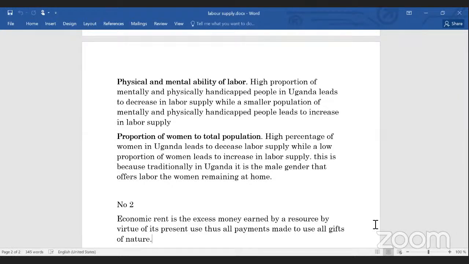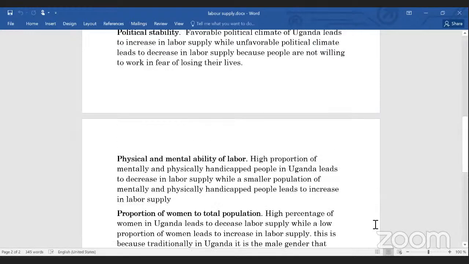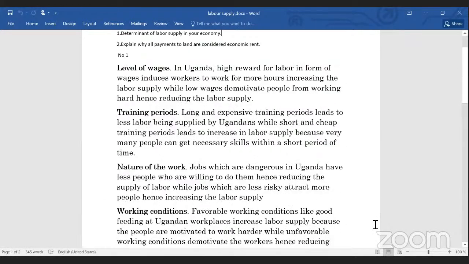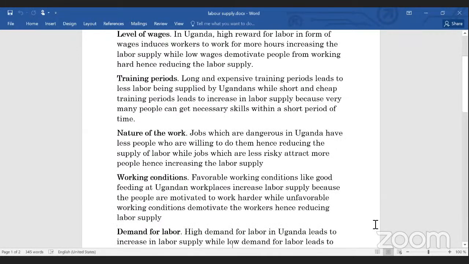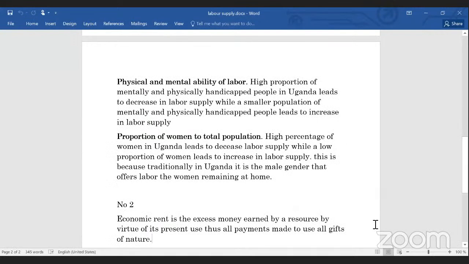I think all payments to land are considered as economic rent because economic rent is the excess money earned by a resource by virtue of its present use. Thus, all payments made to use all gifts of nature. That's what I have for that question. I didn't understand it well.